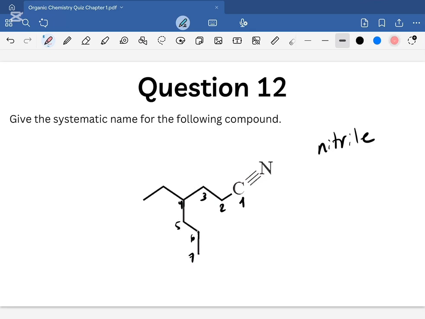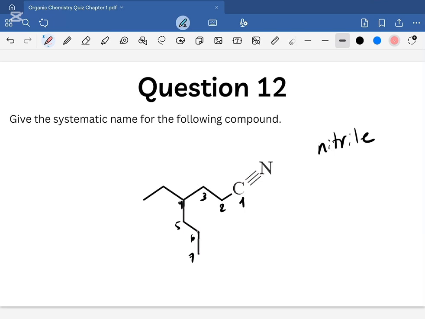Now, some students might count as 1, 2, 3, 4, 5, and 6. This is not the longest chain. This doesn't work because the longest chain is made up of 7 carbons and not 6. So we need to pick the longest chain. Therefore, this is correct. Now, we need to check where are the substituents.